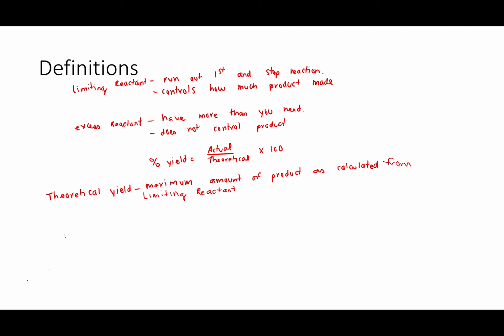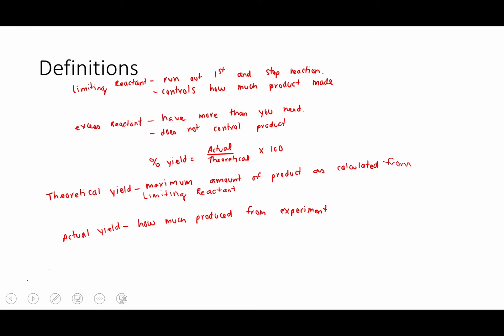So the actual yield is going to be how much is produced from an experiment. So the actual yield comes from an experiment. But here's the catch. You're working word problems. You're not actually going into the lab and carrying out these chemical reactions. So the actual yield is going to be given to you in the problem. But the theoretical yield is what you calculate.